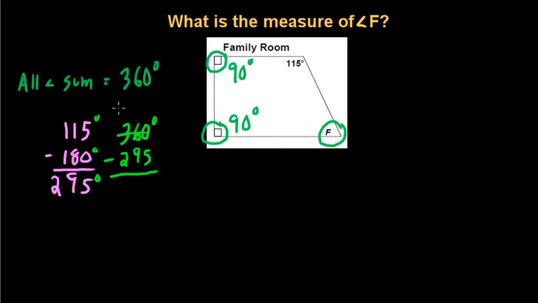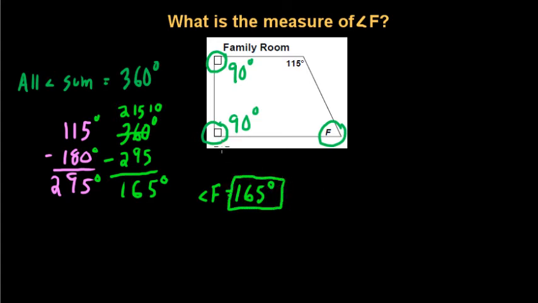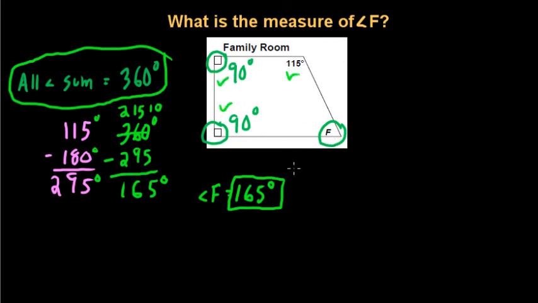Max borrowing 2, this will be 15, this will be 10, 5, 6, 1. Okay, so that's 165 degrees, so angle F equals 165 degrees. What did I use to solve? I used this rule right here, and then I just took away the angles that were given. Took away 90, took away 90, took away 115, and I'm left with F.